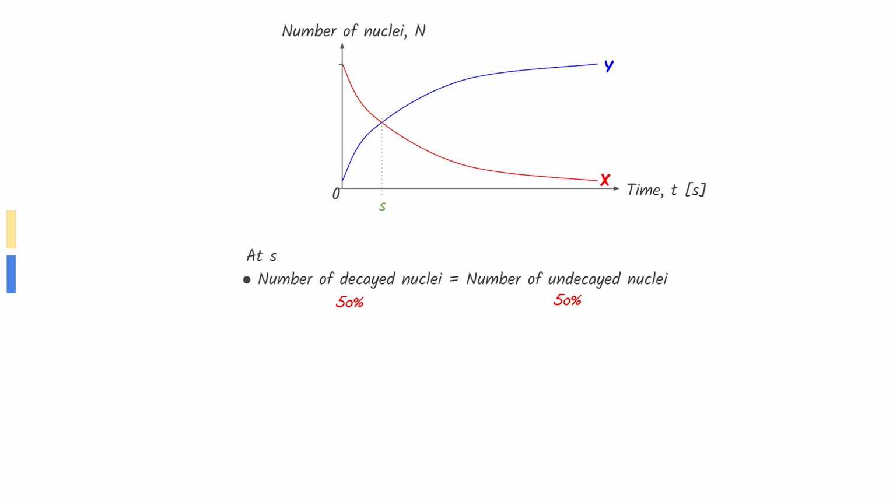Now let's have a look at the graph. At time s, the number of decayed nuclei and the number of undecayed nuclei are equal. This means that half of the undecayed nuclei have decayed. This means that s is also the half-life. We previously found the equation for half-life. The expression for s would be identical.